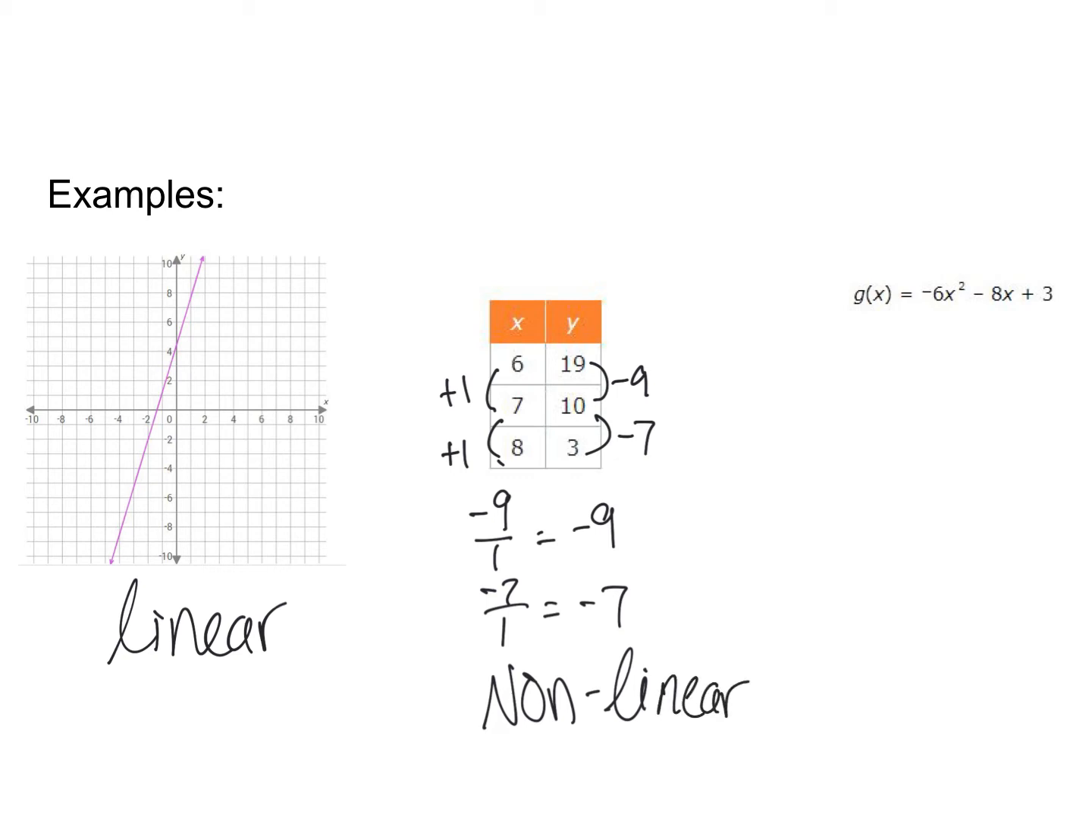All right, look at this equation. So in an equation, the things we look for to make things nonlinear are exponents, roots, absolute value, or an x on the bottom of a fraction. This has an exponent, so it is nonlinear. You also could have graphed that in Desmos. It would graph as an upside down U, which also would tell you it's nonlinear.